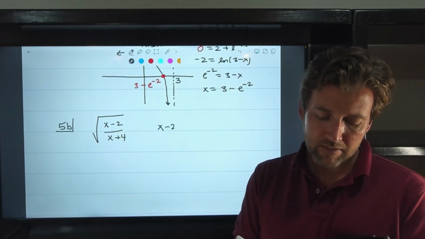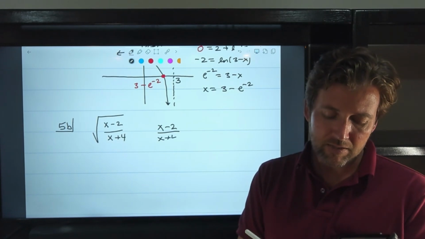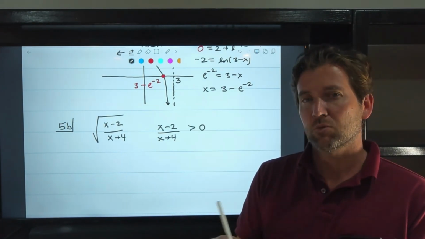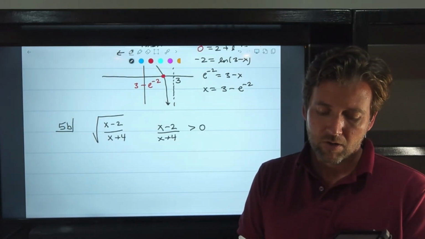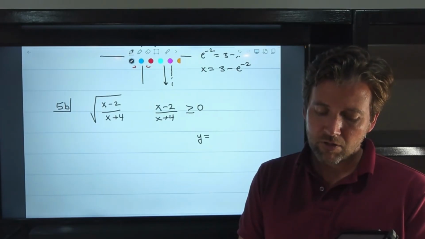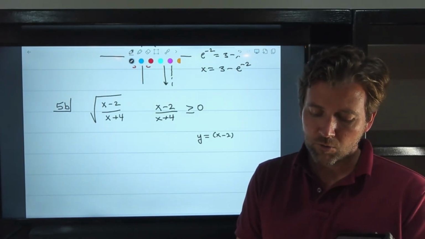So I'm going to set this argument. I need it to be greater than 0. I need it to be positive because you have to take the square root of positives over the real number set, or it could be equal to 0. Now, even though this is not a polynomial, I'm going to graph the polynomial.